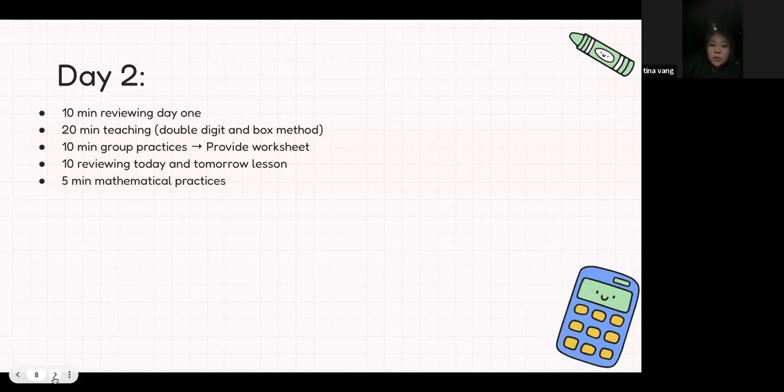And then we'll do another 10 minutes reviewing today's lesson, and maybe tomorrow's too. And then we'll have another 5 minutes talking about the mathematical practice, just any questions or concerns the students may have.